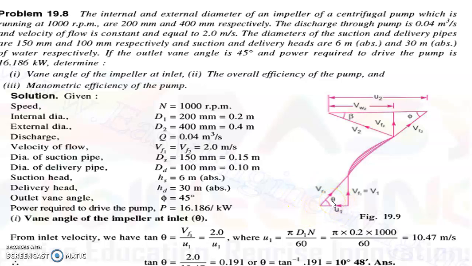And to find out the value of theta, what do we need? We need the value of VF1 and we need the value of U1. So tan theta will be equal to VF1 by U1. If the internal diameter is given, we can find out the value of U1, that is pi d1 n by 60, and the value of VF1 is already given in the problem, that is 2 meter per second. Substituting the values, we find theta came to be 10 degree 48 minutes.